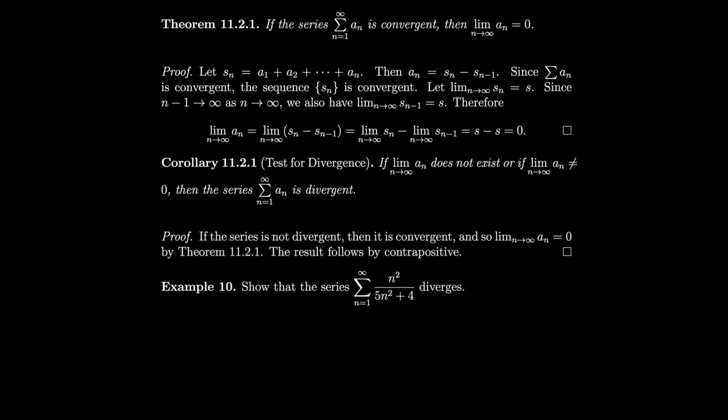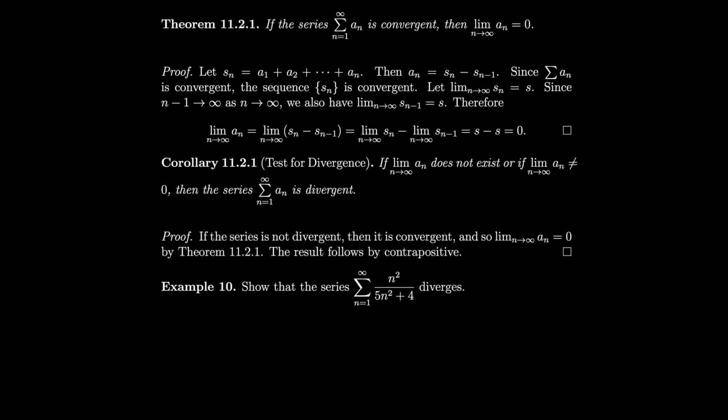For our next theorem, if the series sum of an is convergent, then the limit of the sequence inside of the series must be 0, which is kind of helpful. So to prove this, let's let Sn be our sequence of partial sums. And an, well, if I want to solve for that, I could just take Sn and subtract everything before an. So that's a1 through the previous term, which is a(n-1). So this entire sum is just S(n-1), the partial sum stopping 1 before. So that means that an by itself must equal Sn minus S(n-1).